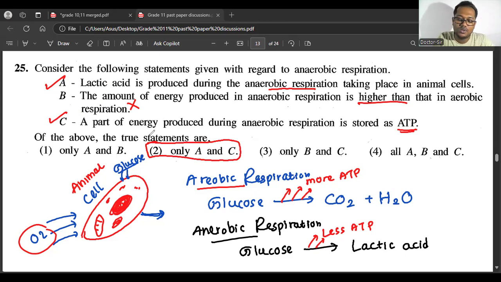So how many of you got this answer? Okay, super. So these basic concepts you should know: aerobic respiration and anaerobic respiration, what is happening there.